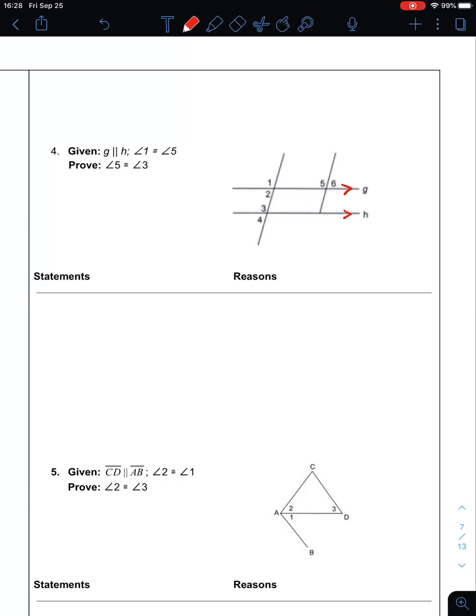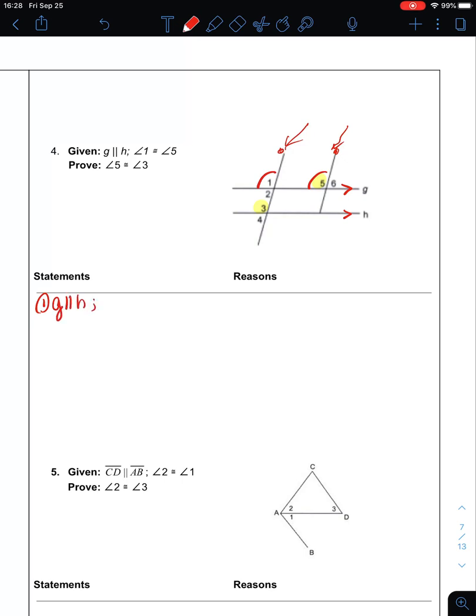You are given that G is parallel to H, and you are given that angle 1 is congruent to angle 5. I want to prove that angle 5 is congruent to angle 3. Now notice that 5 and 3 are not on the same transversal, and we don't even know whether these two lines right here are parallel or anything, so you can't go there because we don't know that. You can only use what you know.